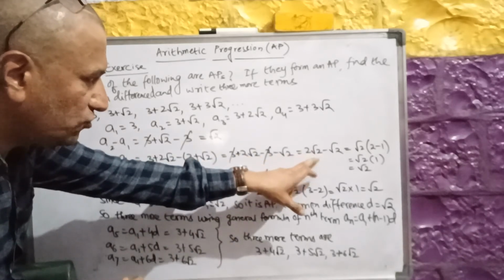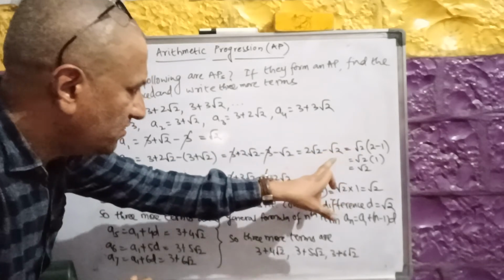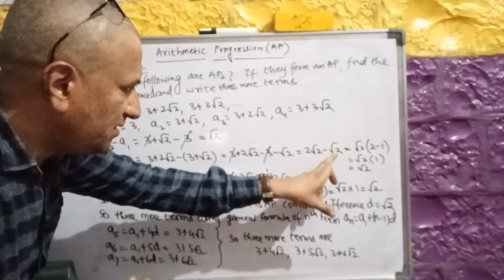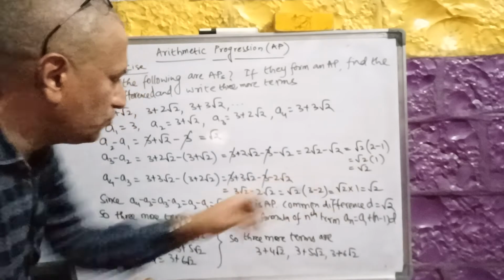We have 2 root 2 minus root 2. So taking root 2 as common, root 2 into (2 minus 1), since it is nothing here, it means 1 into root 2. So 2 minus 1 is 1, and 1 into root 2 is root 2.